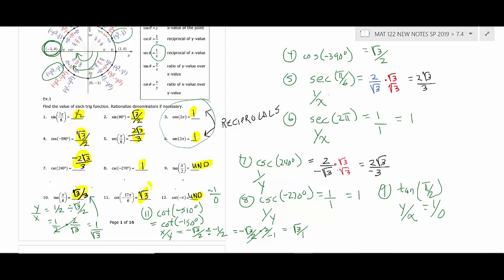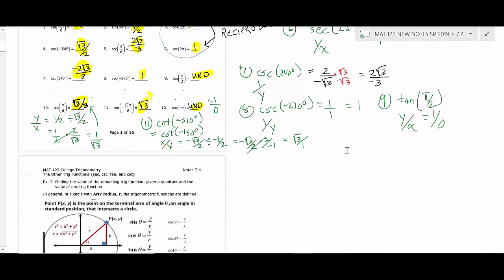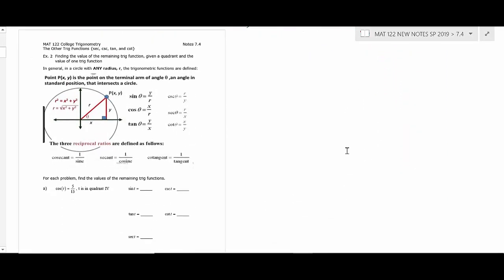Everything else in here we learned is new, so that's just a little bit of an overlap in the book. Okay, so I'm going to go down to the next page and look at a slightly different kind of problem that'll combine some things we learned in the previous section along with the unit circle.